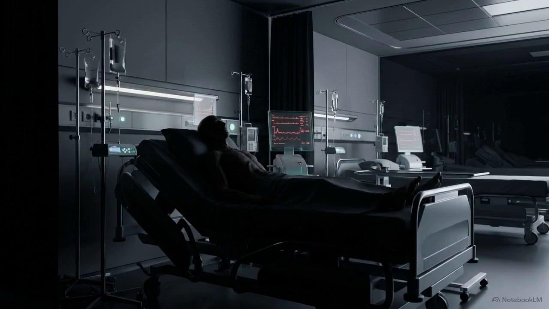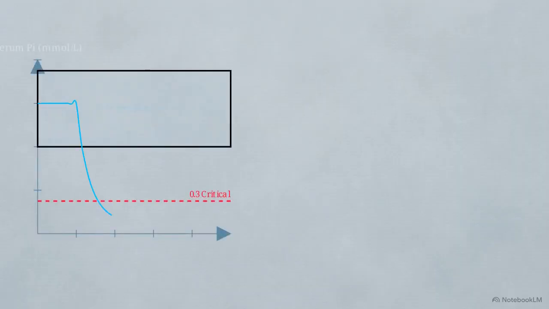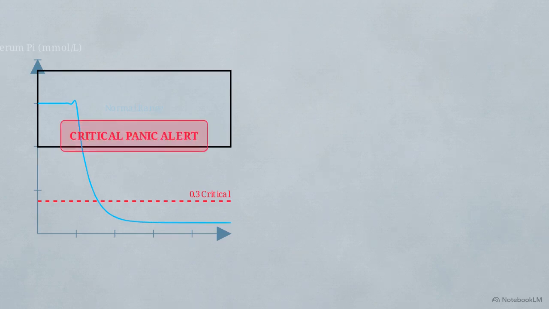In the intensive care unit, a severely malnourished patient undergoes aggressive nutritional rehabilitation. The clinical team introduces a high carbohydrate load to reverse the effects of prolonged starvation. A stat electrolyte report triggers a panic alert. The patient's serum inorganic phosphorus has collapsed. Within minutes, cellular engines fail.